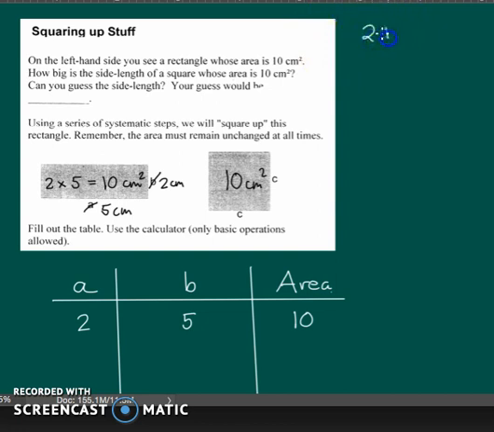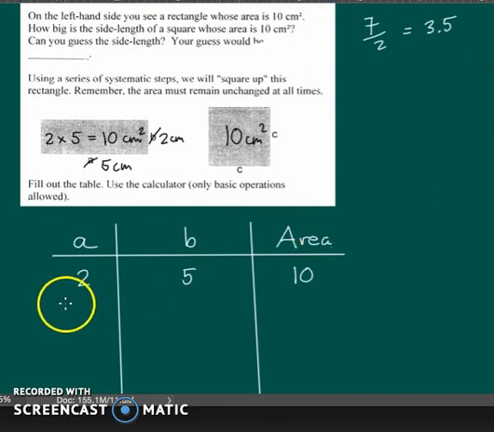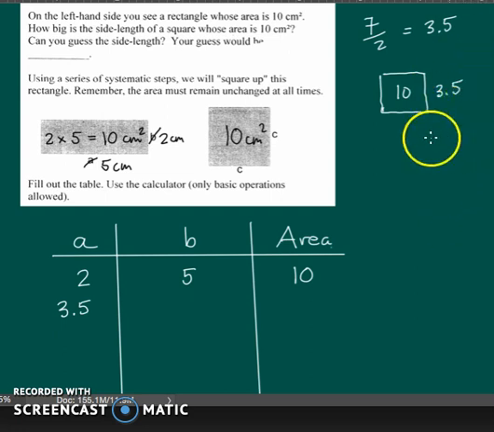So 2 plus 5 is equal to 7, and 7 divided by 2 is equal to 3.5. So that's a great place to start. Basically what we're saying here is, okay, I'm guessing that the side length of this square is 3.5. So here's our imaginary square. Its area is 10. What I'm saying is, I think the side lengths are 3.5, but let's find out what the length of the other side really is.